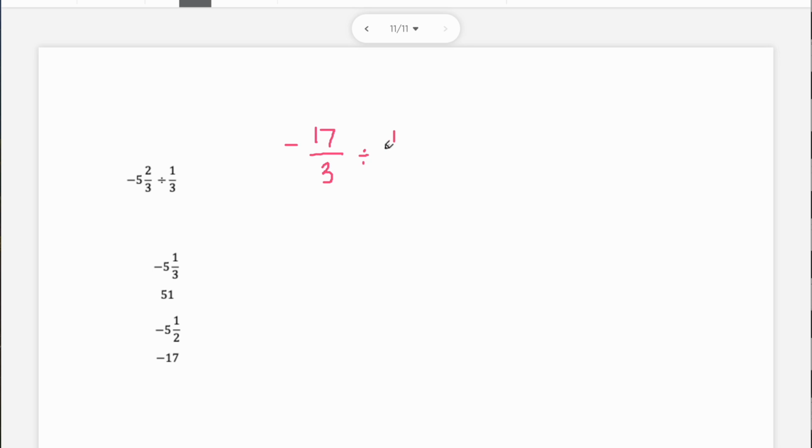So divided by 1/3. All right, remember, we don't want to divide fractions, so we're going to use keep, change, flip to make it a multiplication problem. So that would be keeping -17/3. That stays the same. Change to multiplication and flip to 3/1. Now we can just multiply. Let's do our sign first. We have a negative times a positive is a negative.